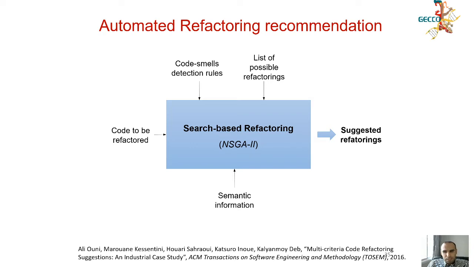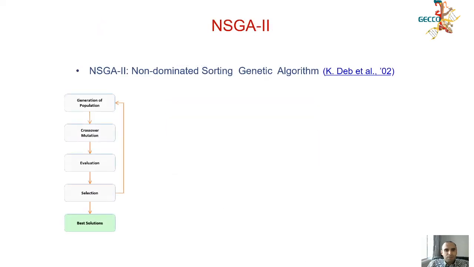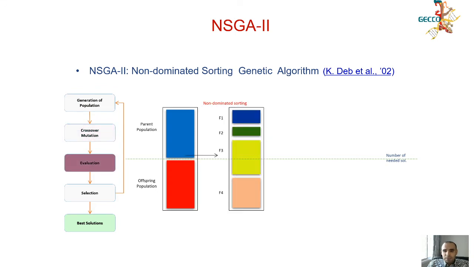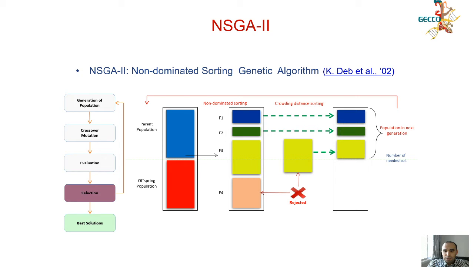Before delving into the details, let me give you an overview of the non-dominated sorting genetic algorithm. It starts by generating the initial population randomly. Then an offspring population is generated using genetic operators such as crossover and mutation. Next, the fittest solutions will be selected based on the non-dominance principle, and 50% of the population will be used to generate the next generation. The process will be repeated until reaching the last iteration or the stop criteria.